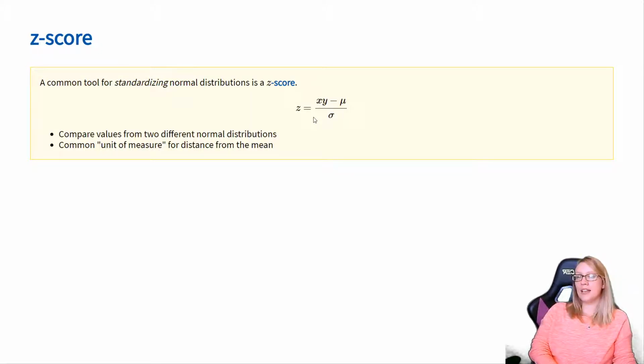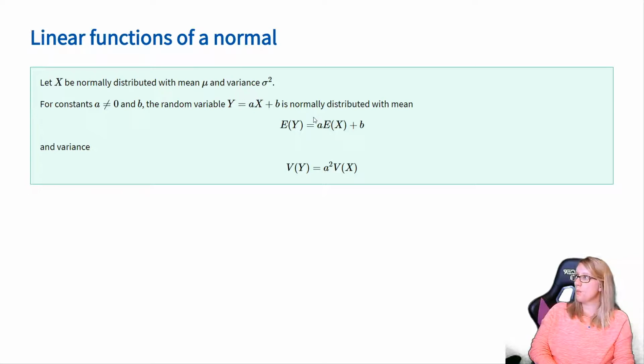Here's what that can do for us. This allows us to better compare values from 2 different normal distributions. Furthermore, we can think of this z-score as a unit of measure for distance from the mean. Again, in the formula where you see x, y, that should be y alone.